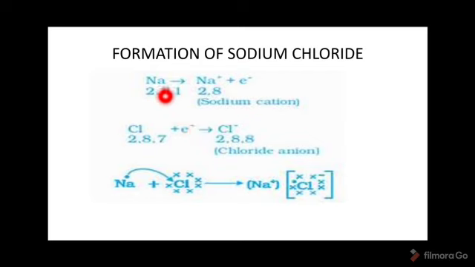So the transfer of 1 electron from sodium to chlorine forms oppositely charged particles, that is the sodium cation and the chloride anion. The force of attraction between these oppositely charged particles, Na plus and Cl minus, is called the electrovalent bond.